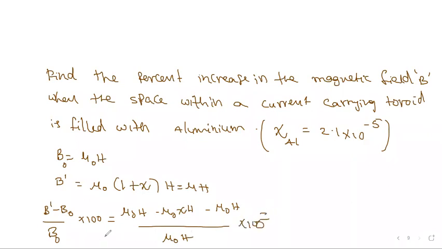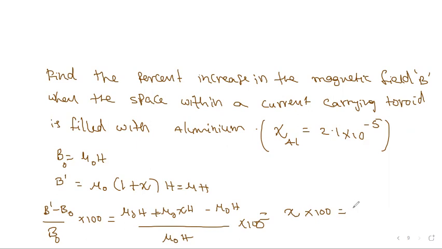See here, plus mu naught H and minus mu naught H will be cancelled. Only you will have mu naught chi H by mu naught H. Mu naught H and mu naught H will cancel. Only the answer is chi into 100. So the percentage increase when the other material is placed is chi into 100.